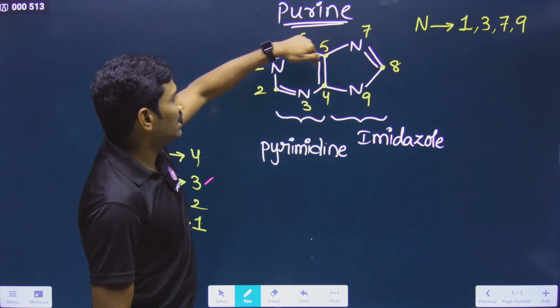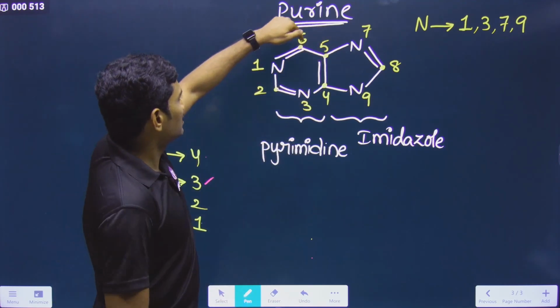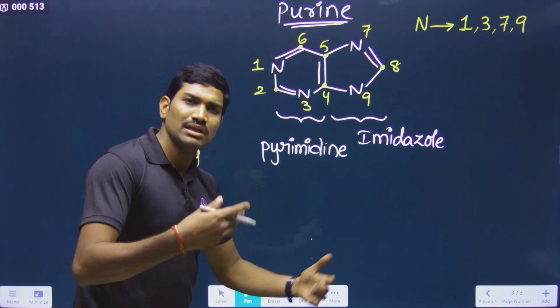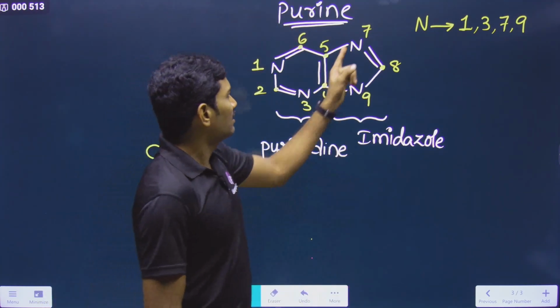Carbon. 1, 2, 3 and 4. Satisfied. Clear. Sixth one. It is carbon. 1, 2, 3. Only 3 are mentioned. Then what about the fourth one? It will be with hydrogen. That's it. Seventh one. Nitrogen.